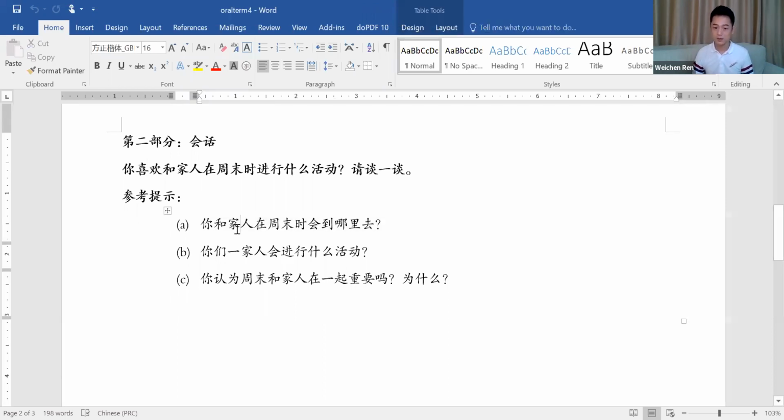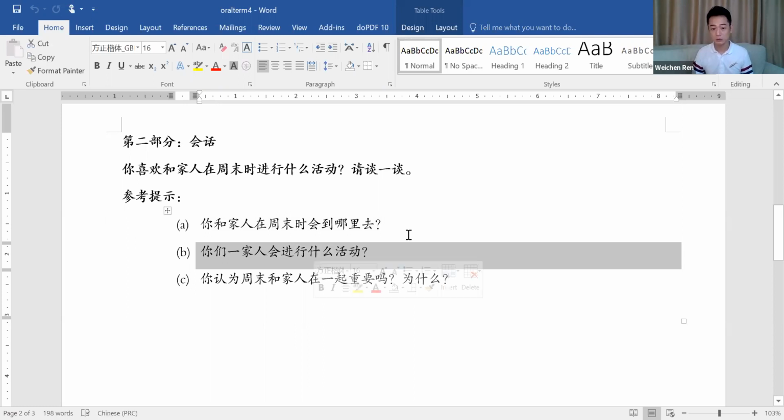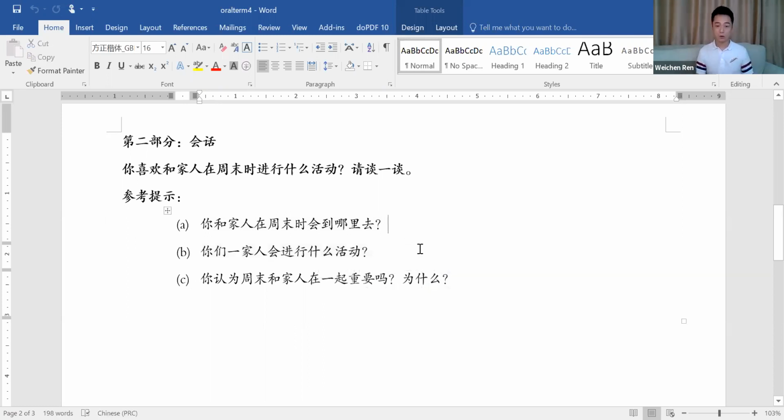For example, you can say, if you want to stay at home, who will be staying at home with you? 你和家人在周末的时候会到哪里去? You say stay at home. Where are you going to go? Stay at home. And 你们一家人会进行什么活动? What kind of activity are you going to do? So after you stay at home, what are you going to do with your family members?